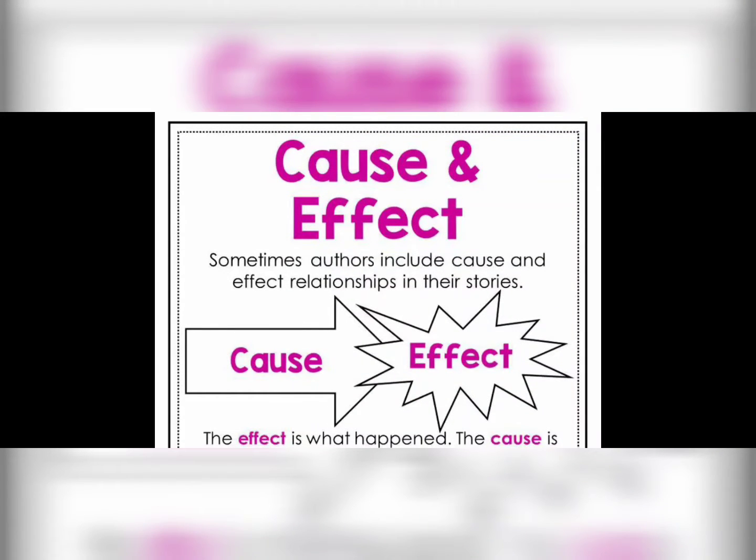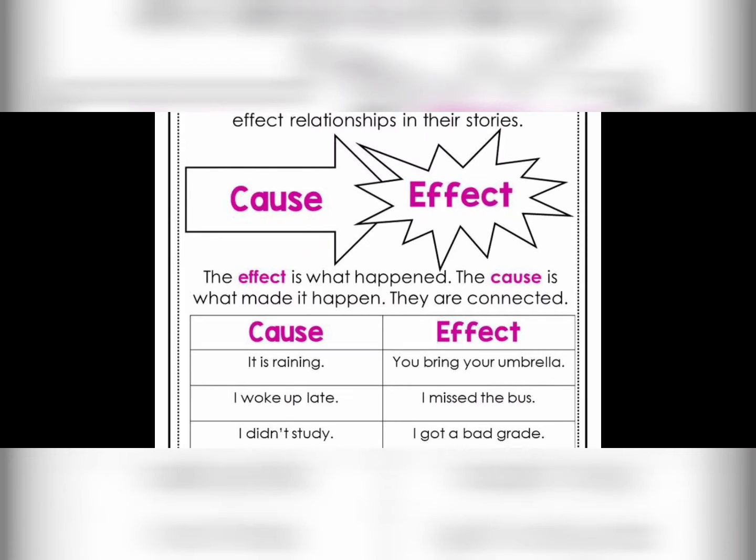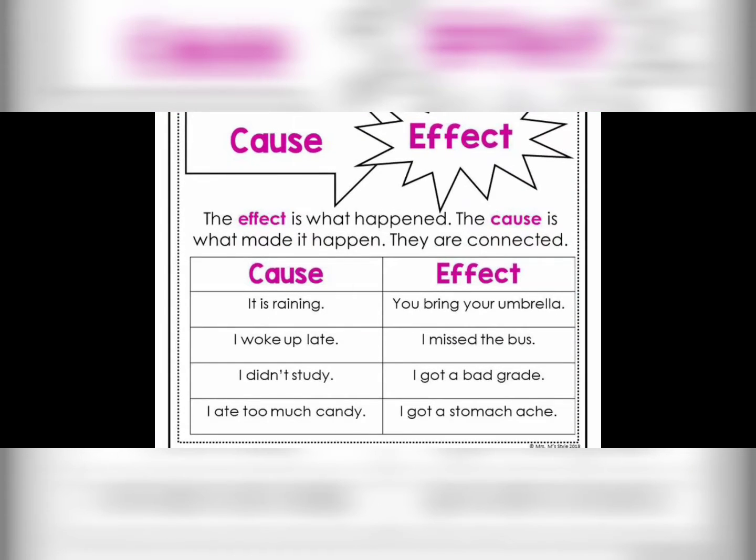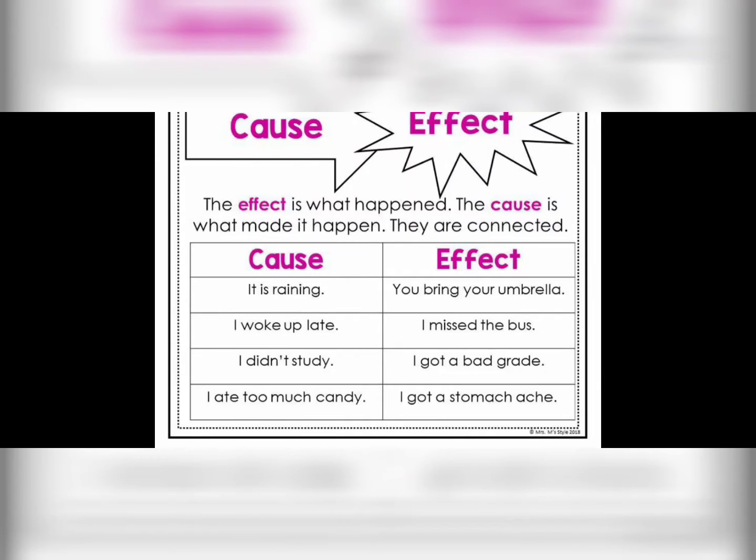Okay, now we are going to look at this example. This will help you understand and will clarify any doubts regarding cause and effect paragraphs or cause and effect writing. Sometimes authors include cause and effect relationships in their stories. So if you are corresponding with your client and you have to tell them why something has happened, you will have to write the causes as well. So you'll write the cause and explain the effect as well. The effect is what happened. The cause is what made it happen. They are connected, interconnected, interdependent.